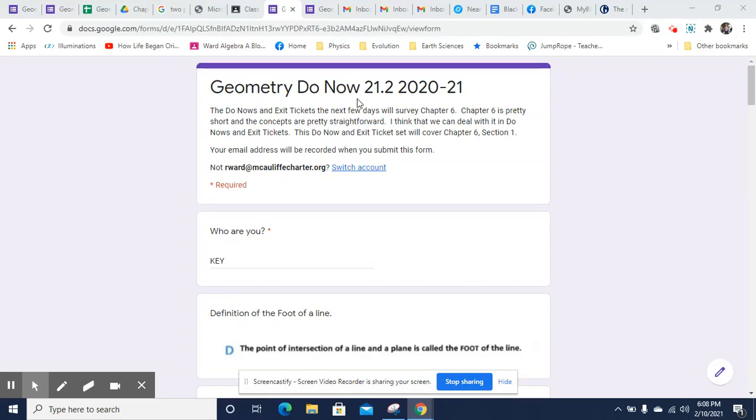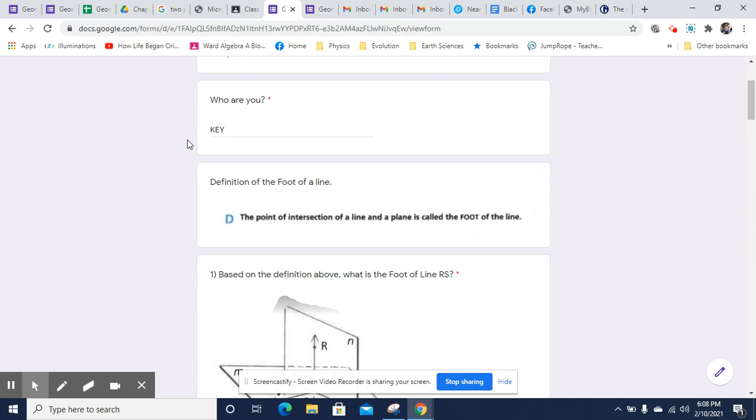I'm going to go over Geometry Do Now 21.2, so week 21, day 2. And I want to just flag this for you. Chapter 6 is a pretty short chapter, and the concepts are fairly straightforward. I'm going to see if we can address them using do nows and exit tickets, because I think you'll be able to grasp them pretty quickly. We'll experiment with that today. Today's do now and exit tickets will cover Chapter 6, Section 1, and see how that goes.